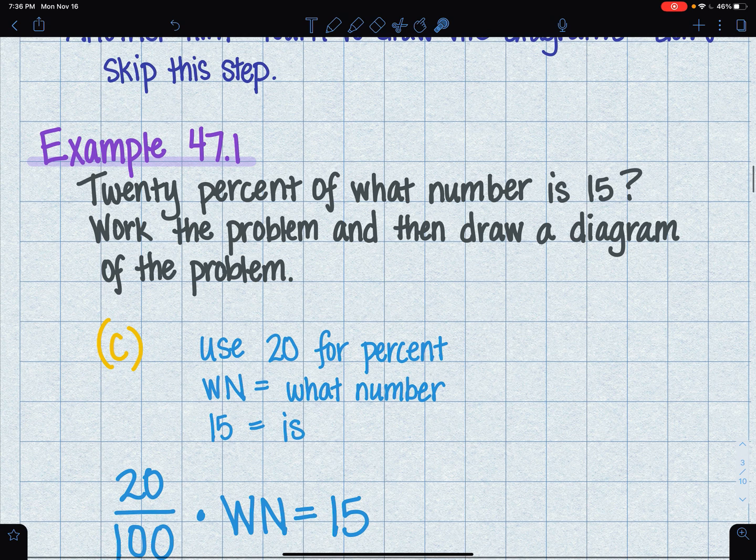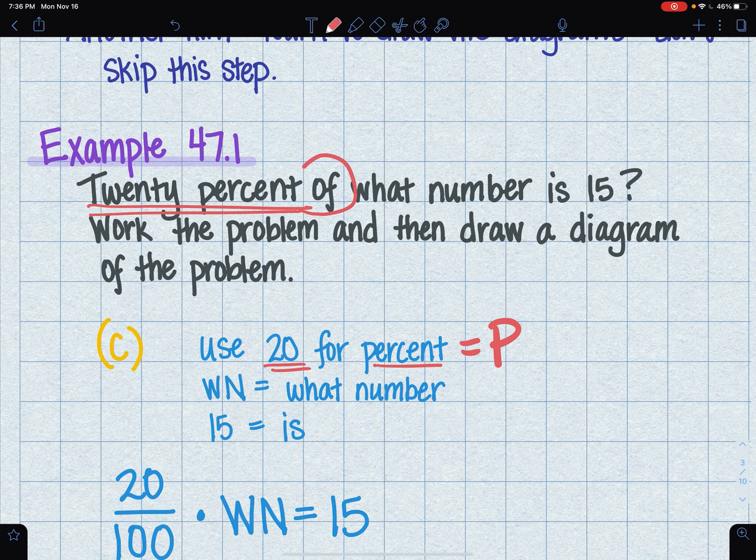So let's just figure out the parts of this problem first. It starts out with 20%. So we're going to use 20 for percent. So 20 is going to be the P. Okay. And then it says 20% of what number? And remember, of precedes the base. And that's what we're actually solving for. So what number, we're going to put that in for the base, what number, or the word that comes after of. That's why I circled of.